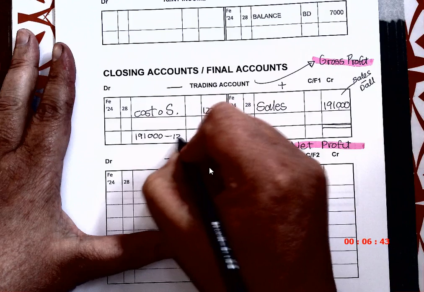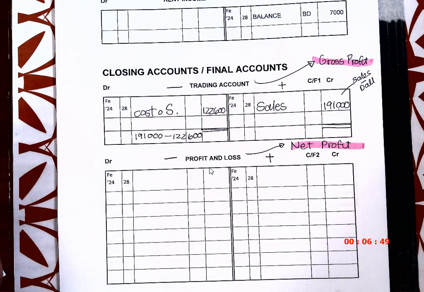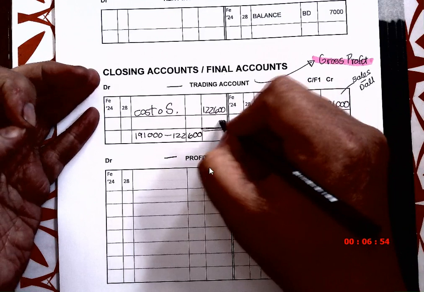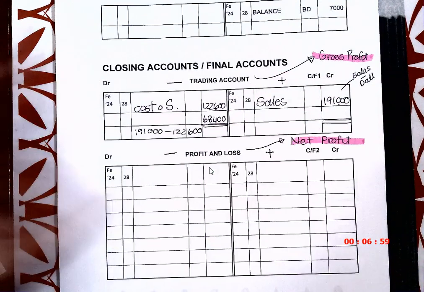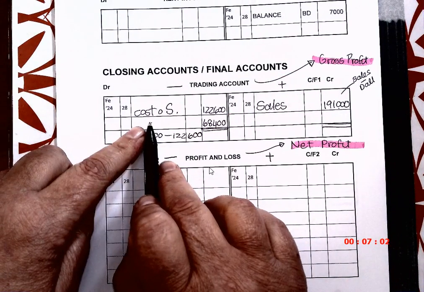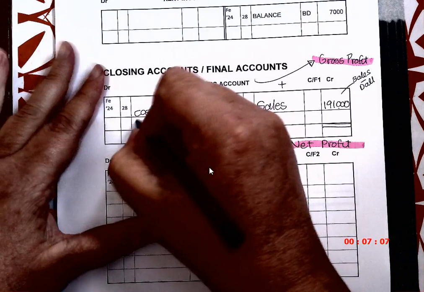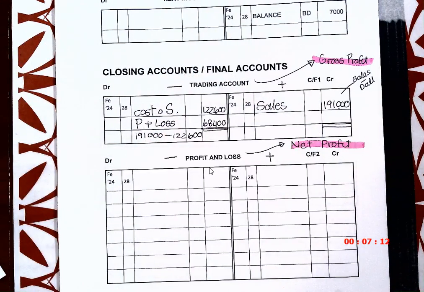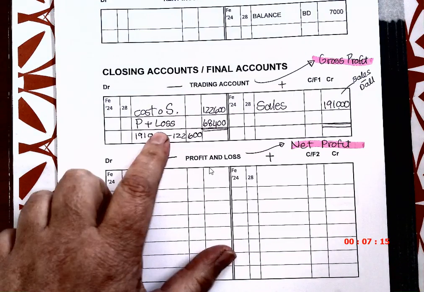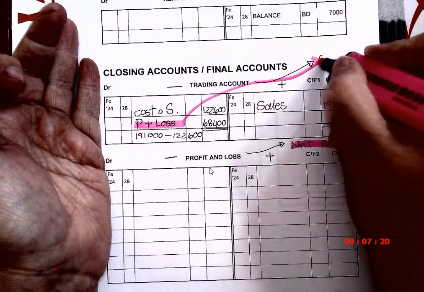minus 122,600. And that gives me what? Something 400. 68,400, I'll say. And I'm going to write what here? Profit and loss. And you can say P and loss. Okay. And please remember that profit and loss is my gross profit.